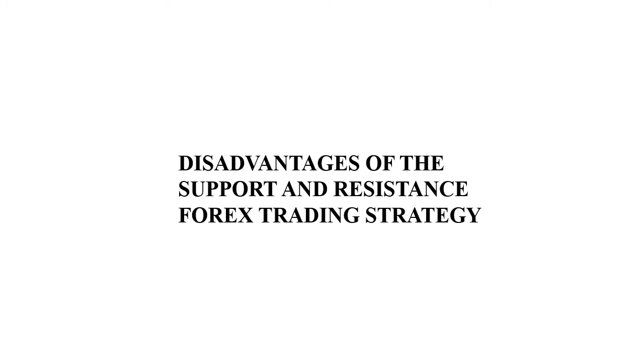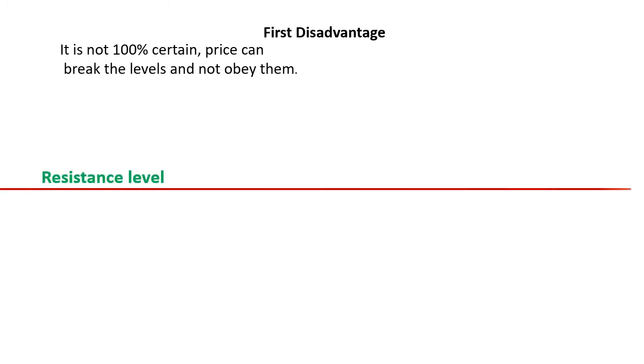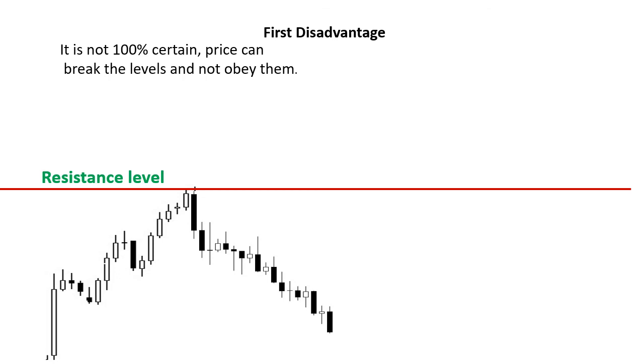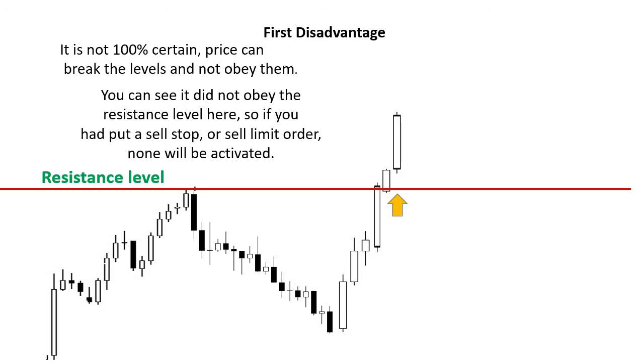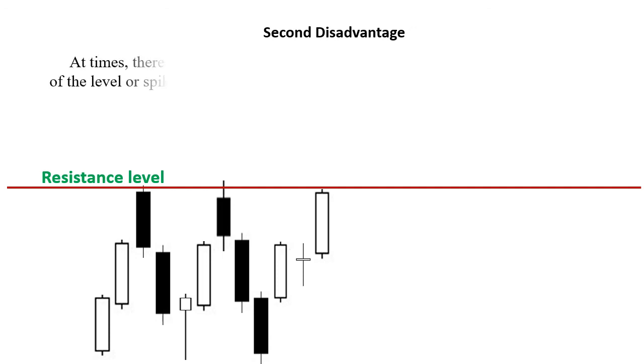Disadvantages of the support and resistance Forex trading strategy. It is not 100% certain. Price can break the levels and not obey them. You can see it did not obey the resistance level here, so if you had put a sell stop or sell limit order, none will be activated. At times, there will be a false break of the level or spike, only to obey it later.